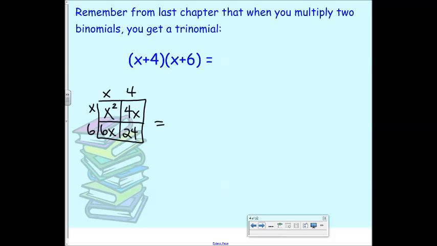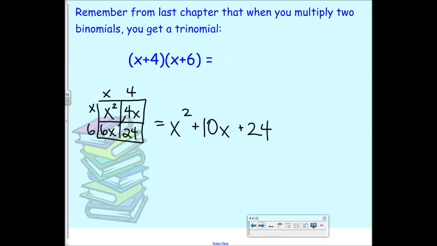X squared, 10x, where'd that come from? 6 plus 4 is 10x plus 24. All right, remember that when you do the box method, the best part about it is that your common terms are typically diagonal. So you remember you add those together once they're in the box.